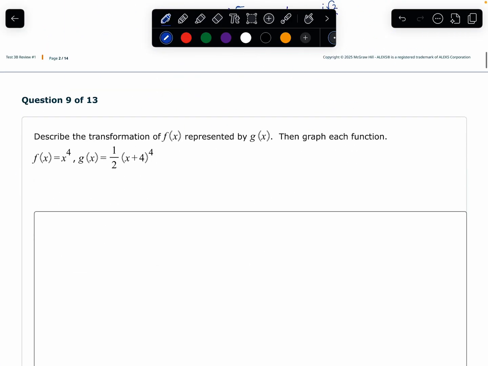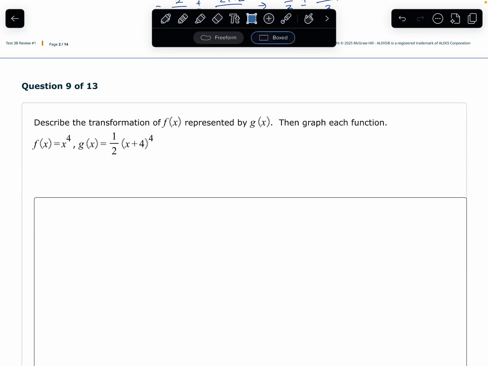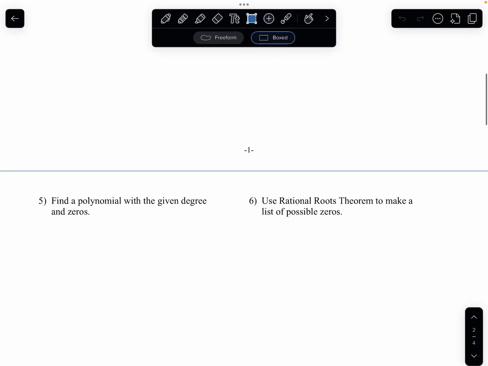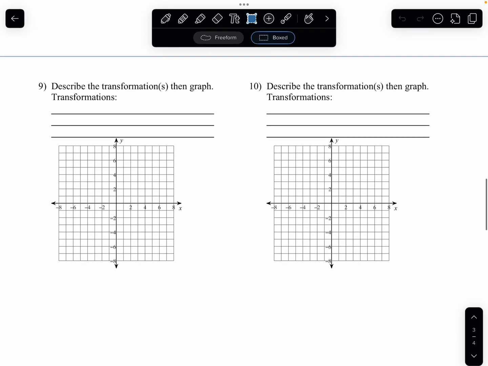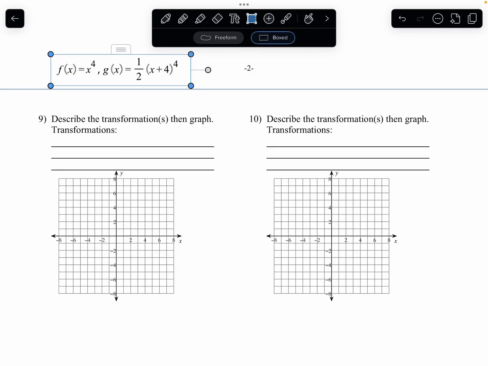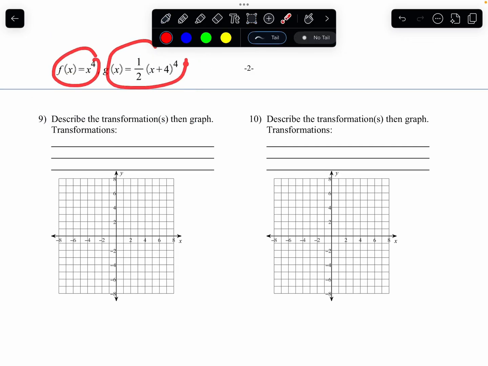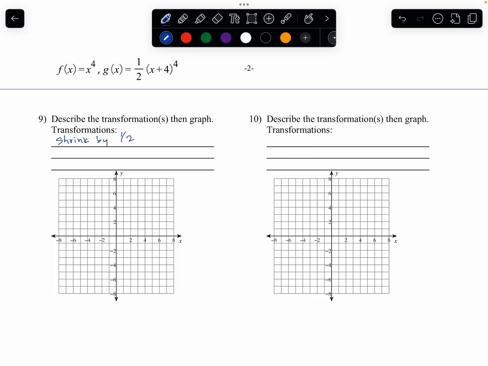All right, for 9, I actually have this here. So on the test, it will look like this right here. Let me put this here. So we're going to describe the transformations from f of x to g of x, and then we're going to graph it. So the transformations from x to the 4th to g of x. So I have 1/2. That's a shrink by 1/2. And then with a minus 4 inside, that's going to be moved to the left 4.